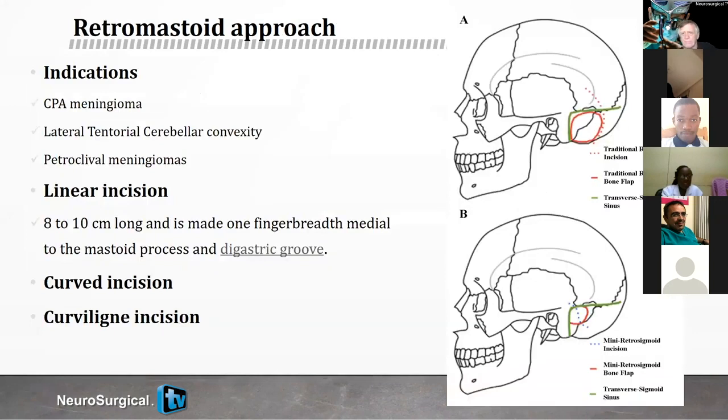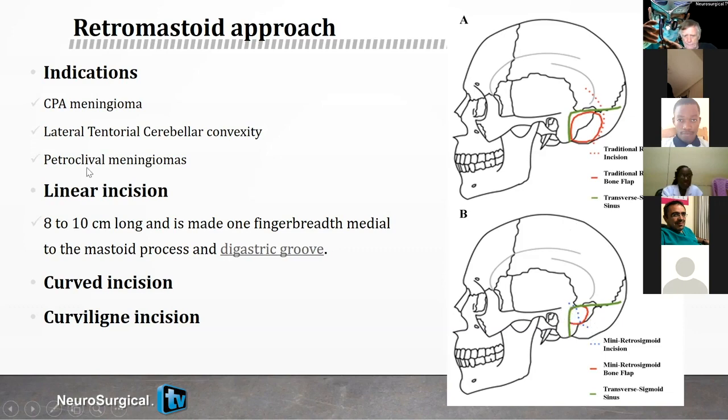We also have the retromastoid approach. The retromastoid approach is mostly used when you have cerebellopontine angle meningiomas, for example. In this approach, different incisions can be made. We have the linear incision, the curved incision, as you can see here, and the curvilinear incision.